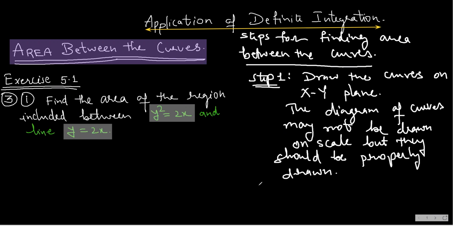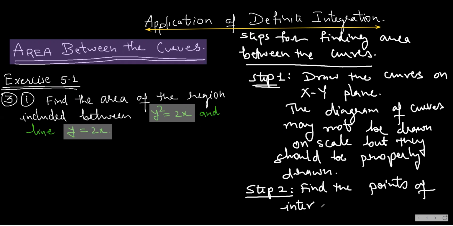Step 2 is to find the points of intersection. Points of intersection, ये बहुत important step है. Find the points of intersection of the curves. Now the step 3.